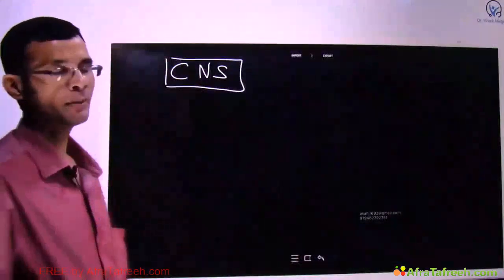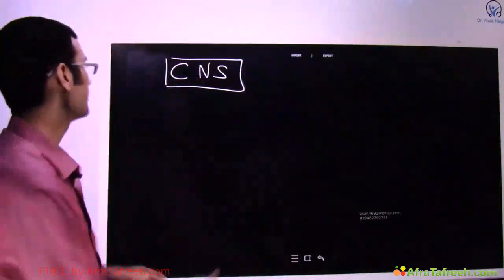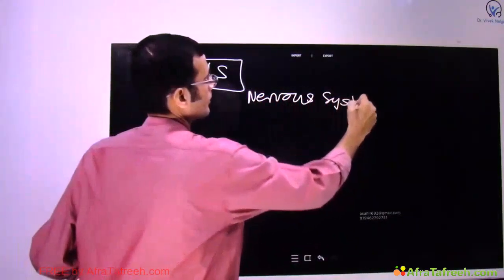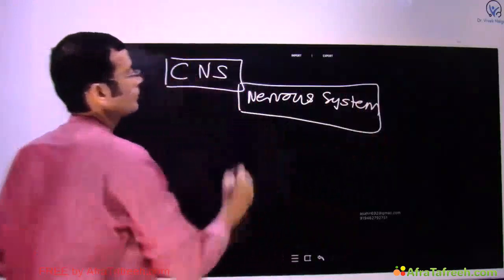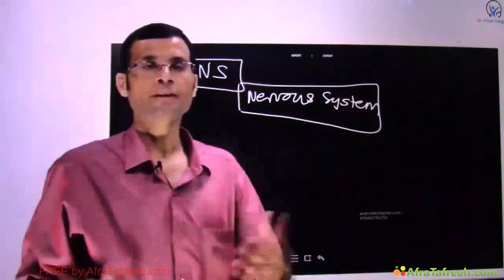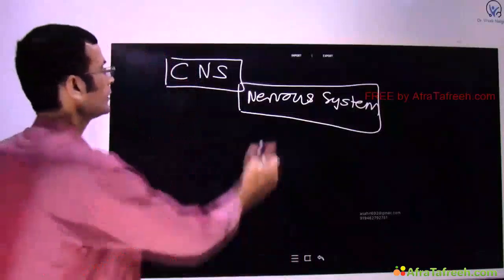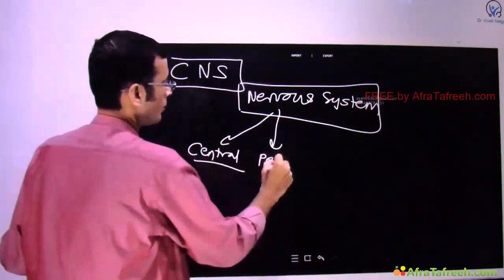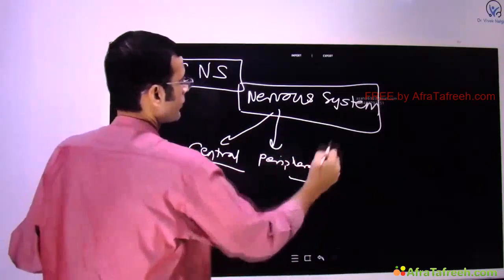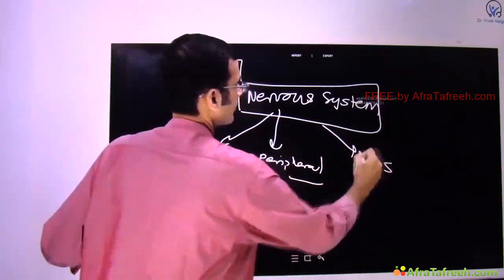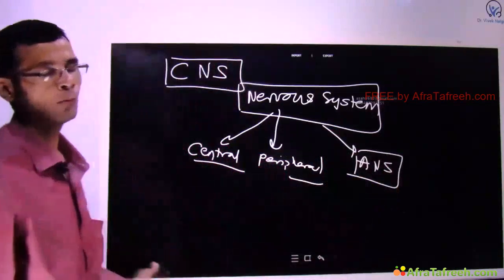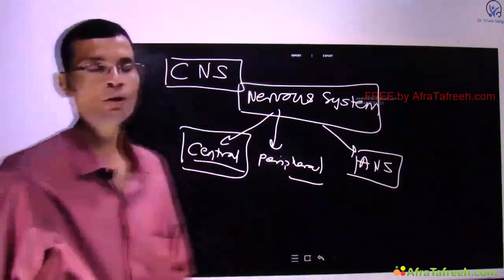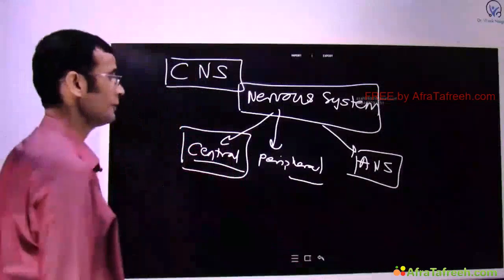Let us start the big one, the big system, the nervous system. The nervous system has three divisions, or rather it can be divided into three parts: the central nervous system, the peripheral nervous system, and the autonomic nervous system. Our main discussion in this particular section is going to be on the CNS, the central nervous system.